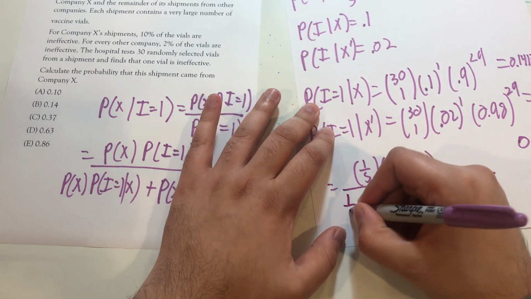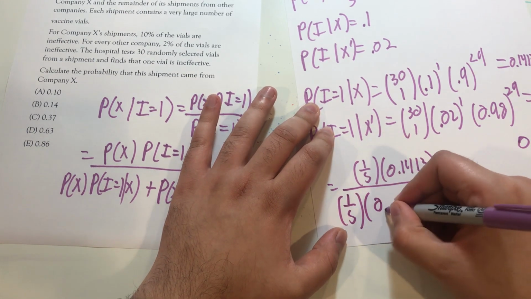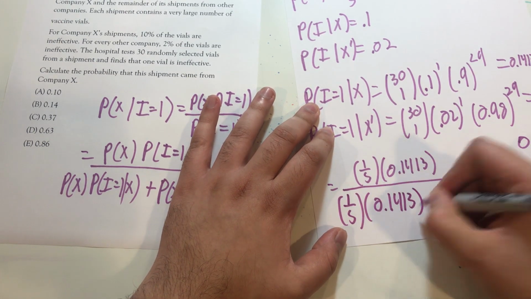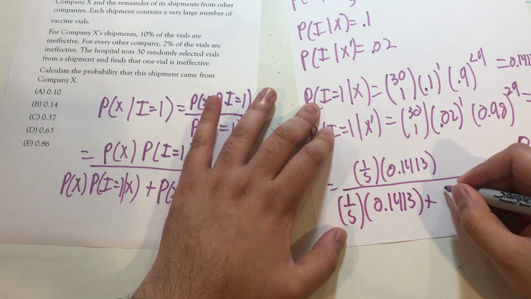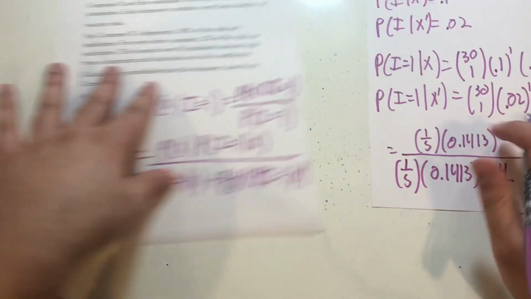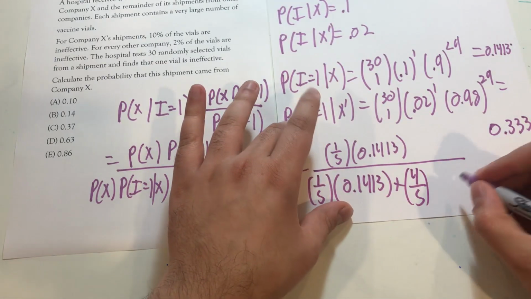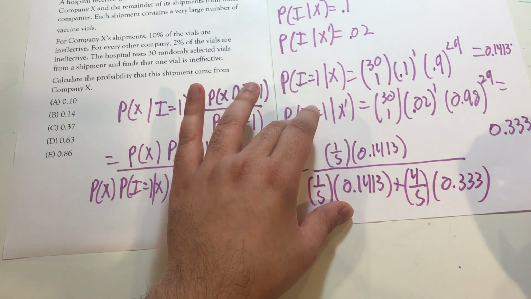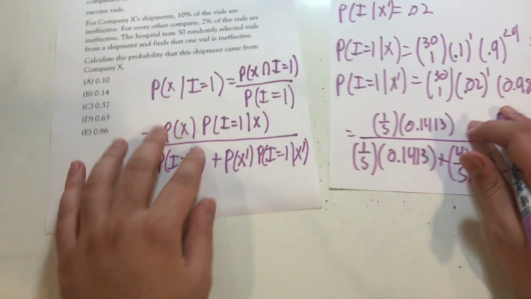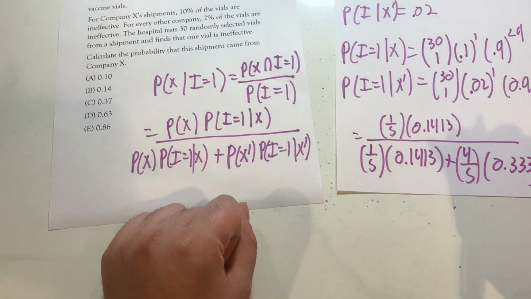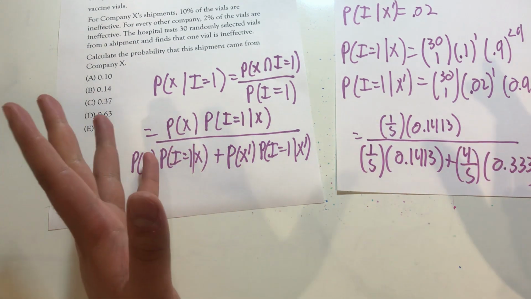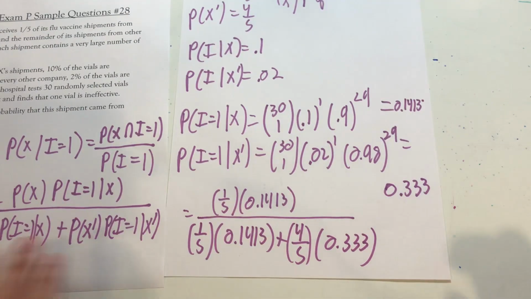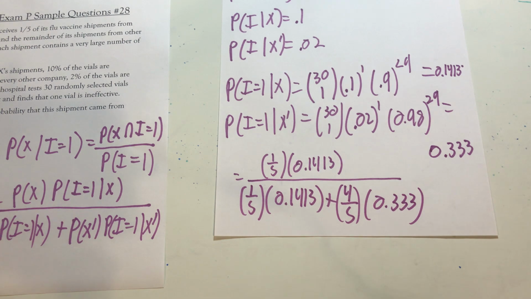So this is going to be 1/5 multiplied by 0.1413 plus 4/5, the probability of not being in company X, multiplied by 0.333, which is the probability of having exactly one ineffective vial from a batch of 30, given that we're looking at a batch not from company X.